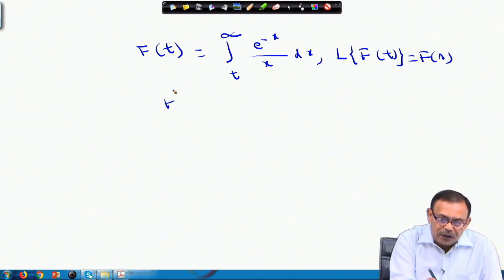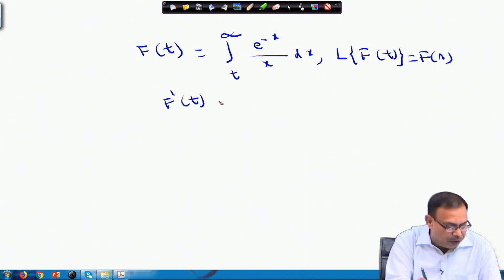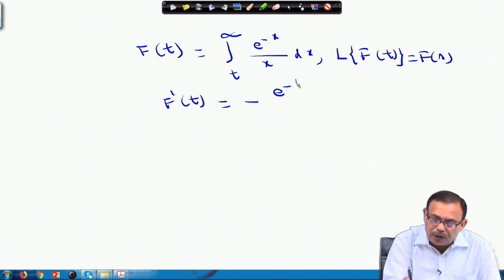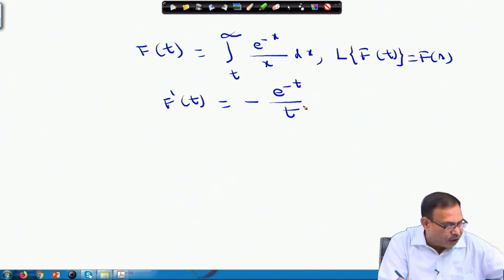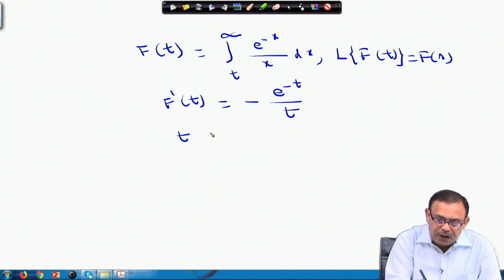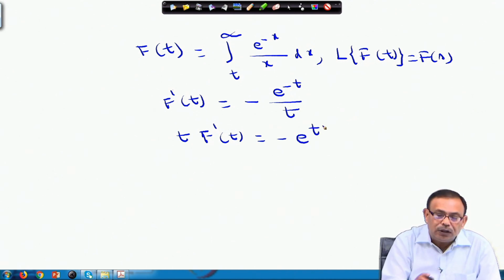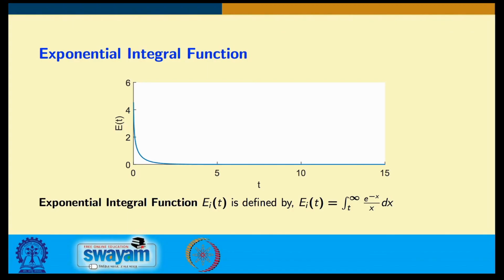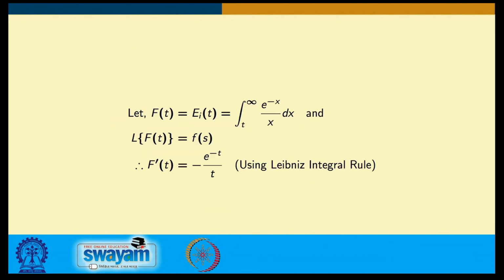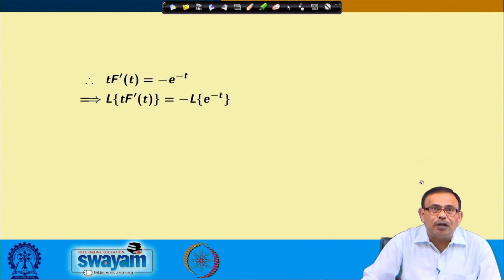So, f'(t), using the Leibniz integral rule, you can write as minus e power minus t by t. Once I am obtaining this, t into f'(t) will be equal to minus e power minus t. Now, I will follow the similar process from here, so let us go back to the next slides. Using this, I am getting this, taking Laplace transform on both sides of the given equation.